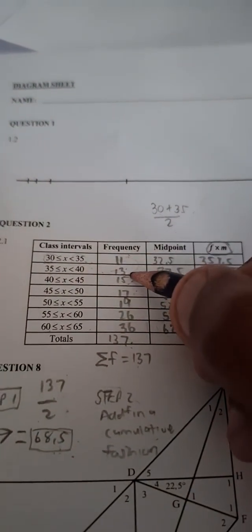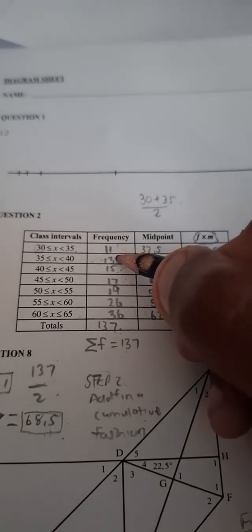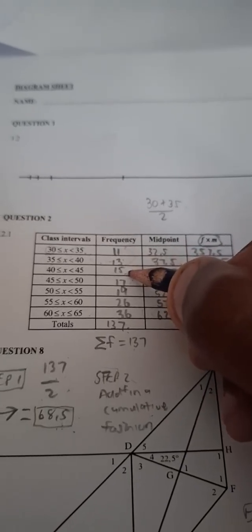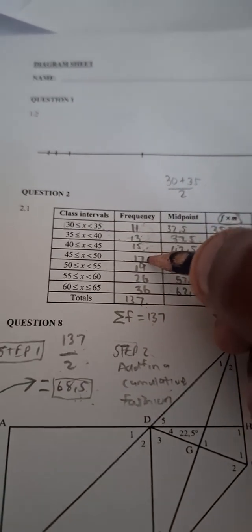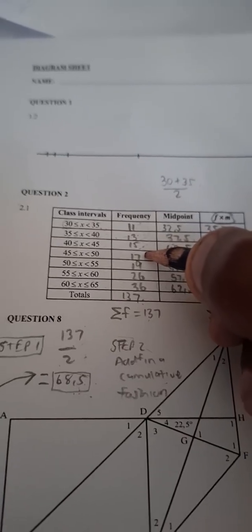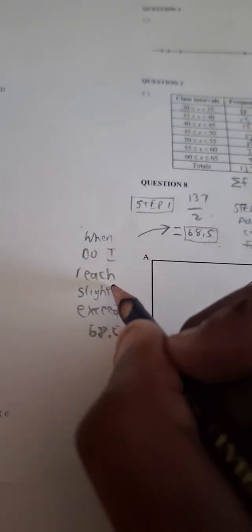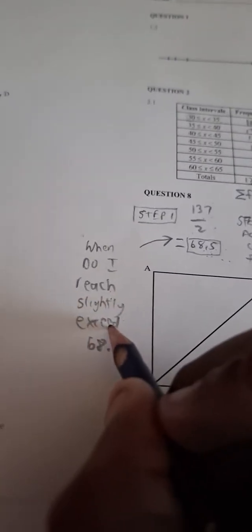Now, let's go back, guys. Remember, we said 11 plus 13, we got 24. 24 plus 15, we got 39. 39 is still far away. We are not there yet. 39 plus 17, we got 56. We are not there yet. So we continue. Because what do I want? I want to either reach. If I don't reach exactly, then I need to slightly exceed. Not exceed further, but slightly exceed this value.